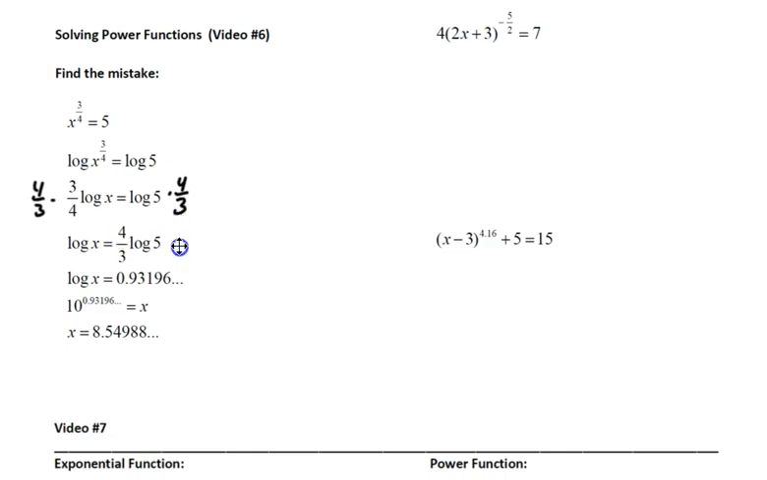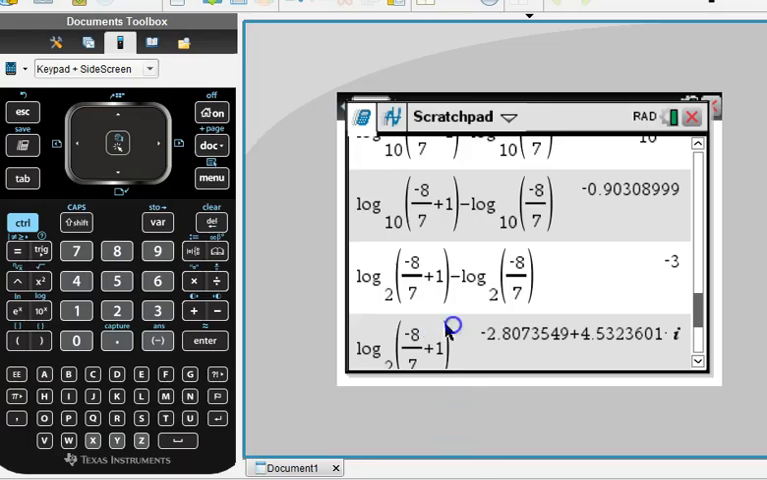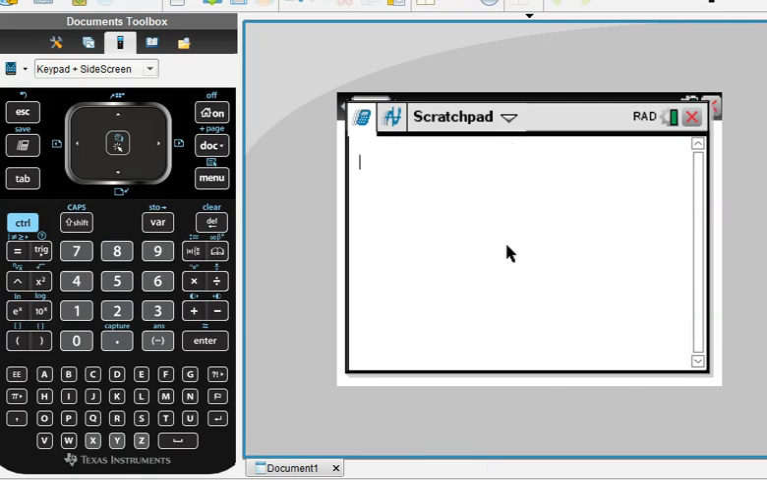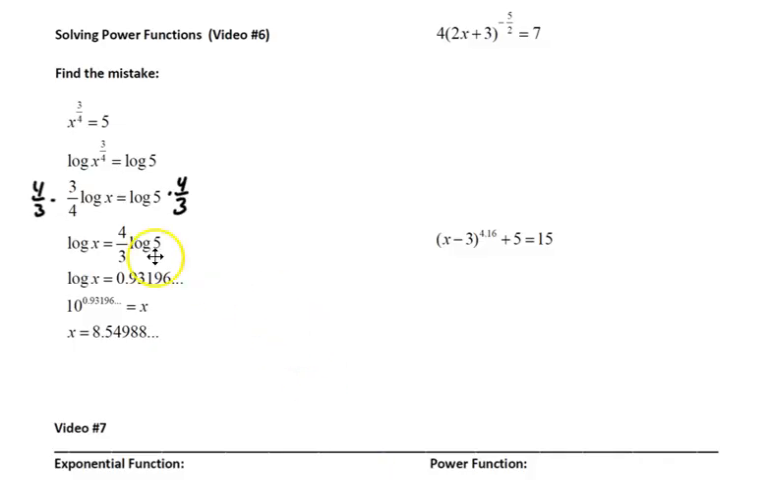4/3 times log of 5 on the calculator. Okay, so if we do that, 4/3 times log of 5, I should clear this off, we've got a bunch of stuff on here. So 4 divided by 3 times log of 5. Okay, nothing wrong there. That's perfectly good.